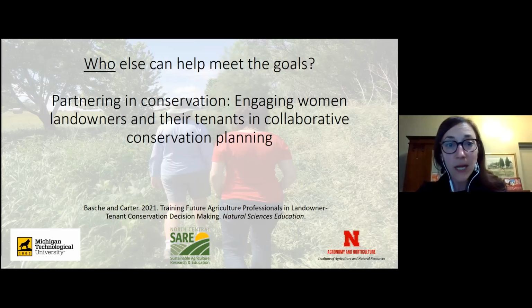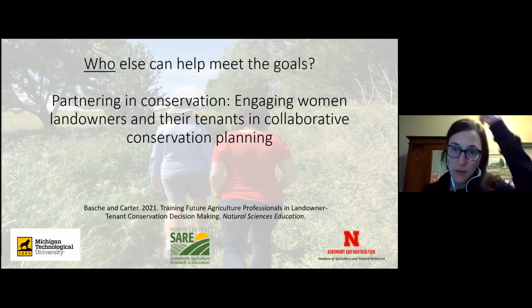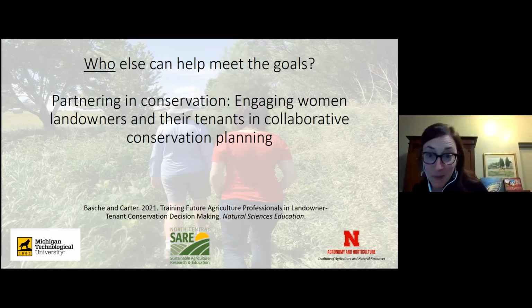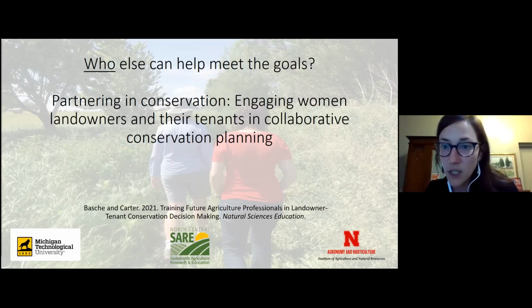But we know that in meeting conservation goals, if 40% of land is operated by someone other than the main owner, that leaves a lot of opportunity to see how landowners can support that. And women have been historically excluded from a lot of these conversations just because of the pervasive sexism in our society. That's really what it comes down to with a lot of these situations, even within families.